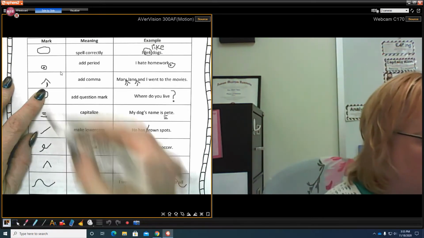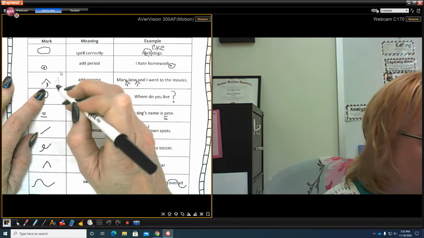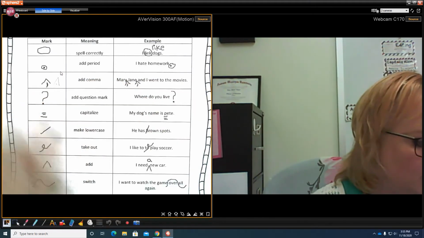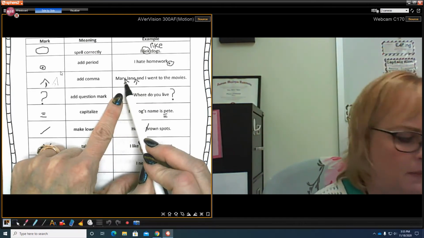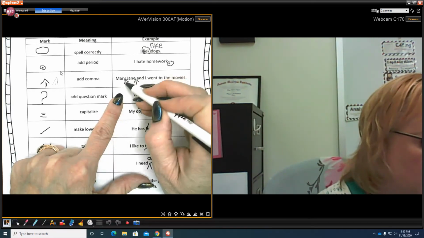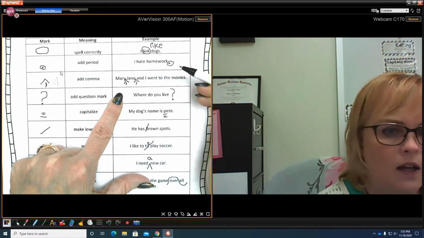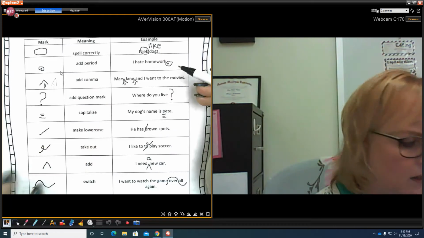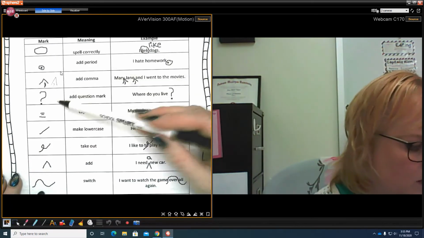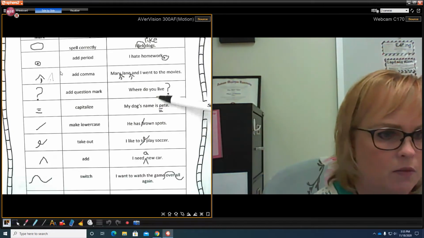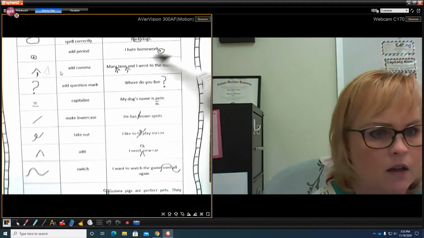This is a caret, so it kind of goes like this, and then you put the comma underneath it. So, for example, Mary, and then there should have been a comma there. So you would put like a little caret there and then put the comma. And so that's what that means, that you need to insert a comma in those two places. A question mark just means that you add a question mark. A lot of times I'll circle that just like we do with a period.